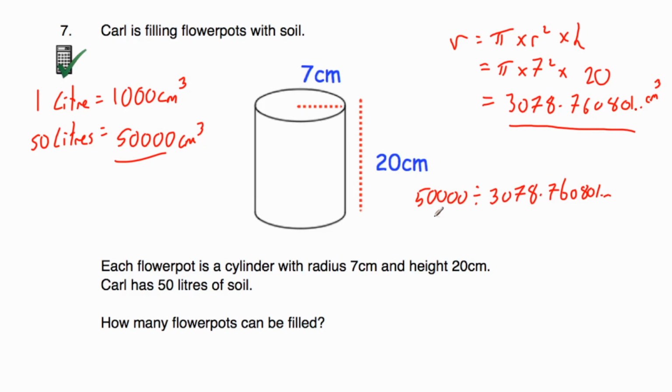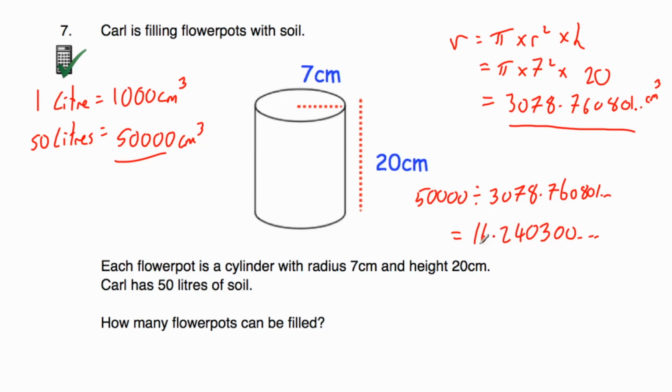So on my calculator, I'm going to type in 50,000 divided by, and then I'm going to press answer, and that uses my answer that I got previously, this 3,078.76 and so on. And that will give me an answer that's equal to 16.240300 and so on. So that's how many pots he can fill. He can fill 16.24 and so on pots.